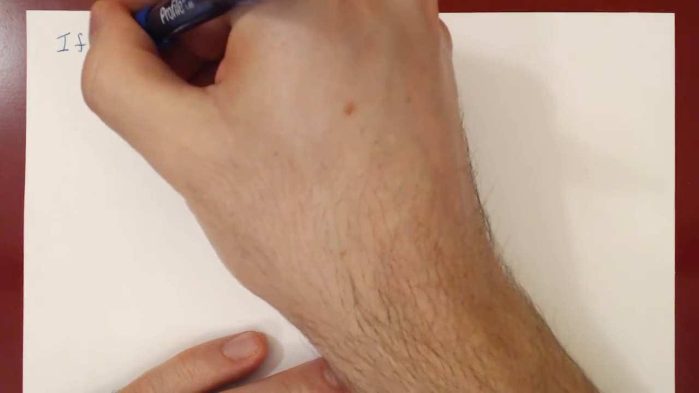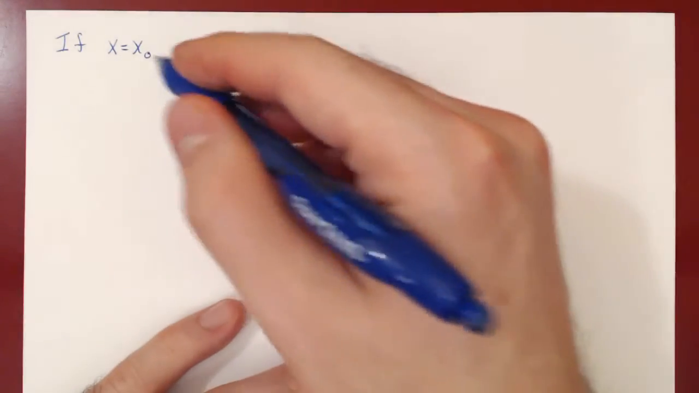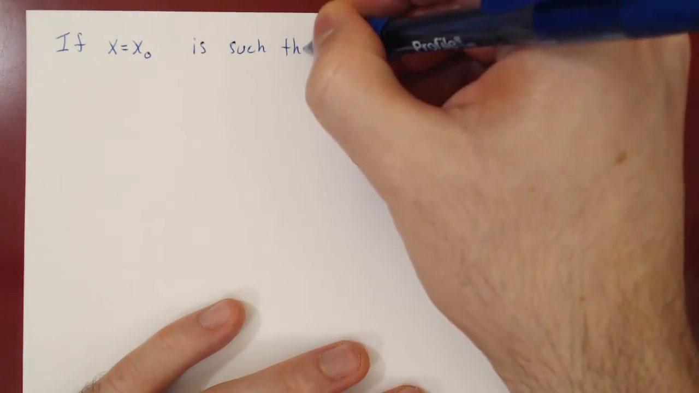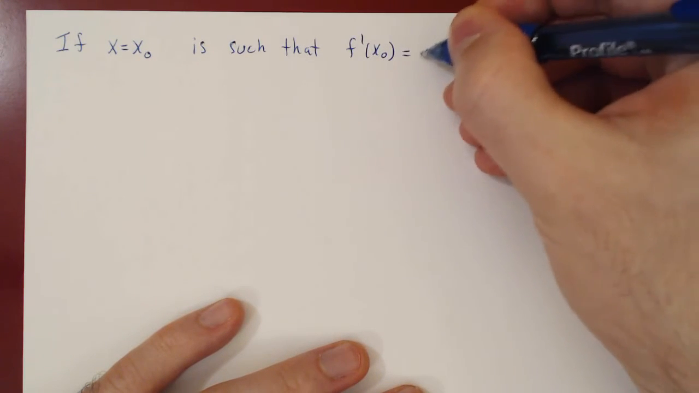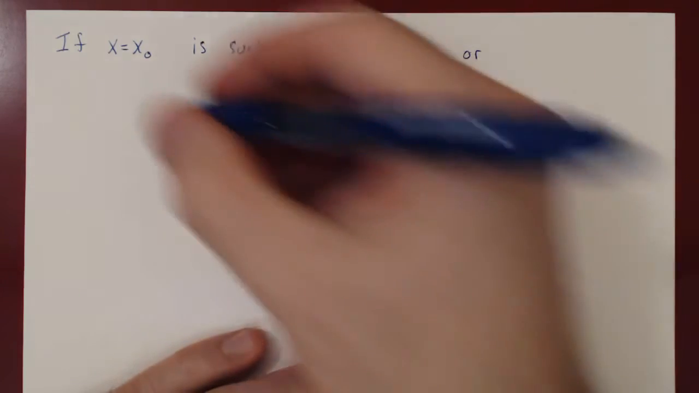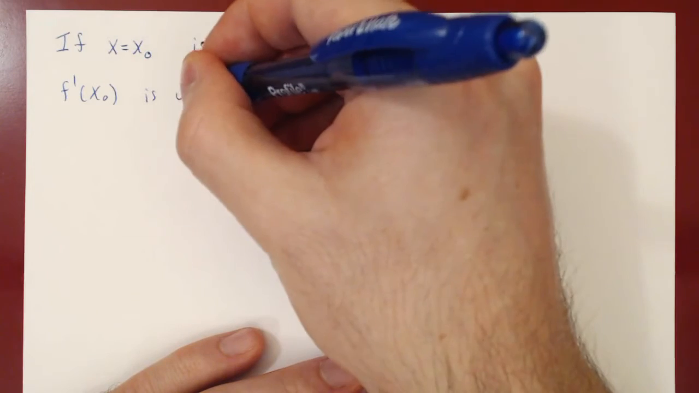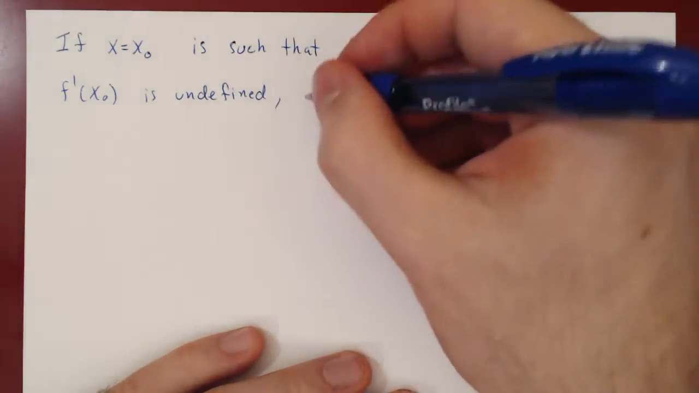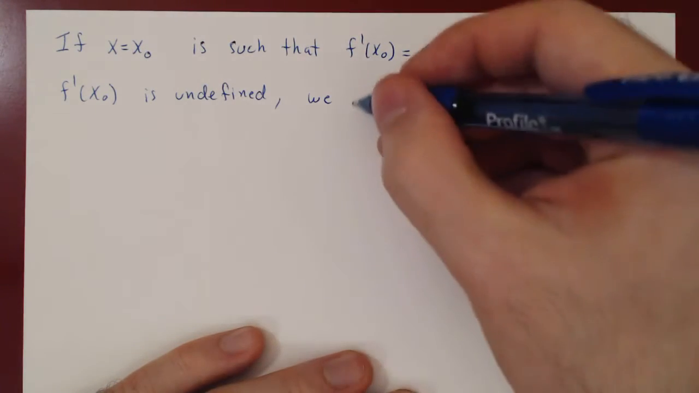So if x equals x0, so we have a value of x, say x0, such that either the derivative at this point is equal to 0, or the derivative of the function at this point is undefined, we say that x0 is a critical point of the function.